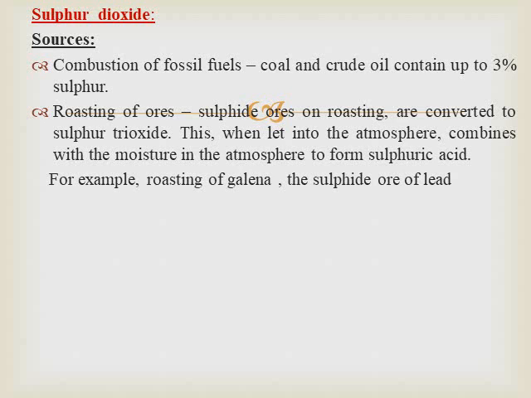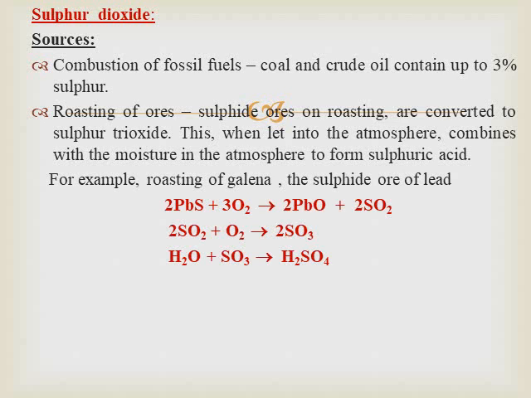The second source of sulfur dioxide is roasting of ores. There are several steps in the processing of ores, and one of the steps is roasting. In this roasting process, when the sulfide ore is roasted, the sulfur present in the ore converts into sulfur dioxide and sulfur trioxide, which will be released into the atmosphere, combine with the moisture and subsequently form acid rain.